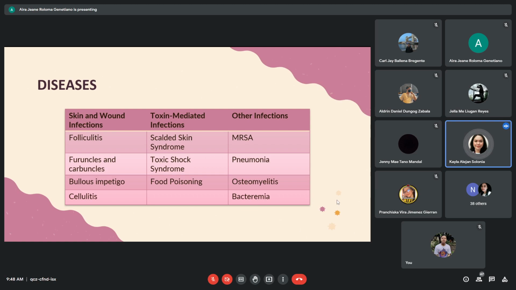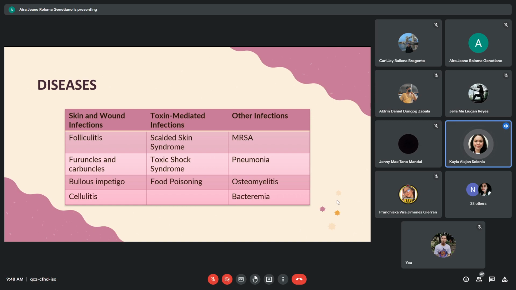the carbuncle is a cluster of boils that form a connected area of infection under the skin, while bullous impetigo causes red, itchy sores that break open and leak a clear fluid or pus for a few days, while cellulitis causes red, painful, and swollen tissue just under the skin.